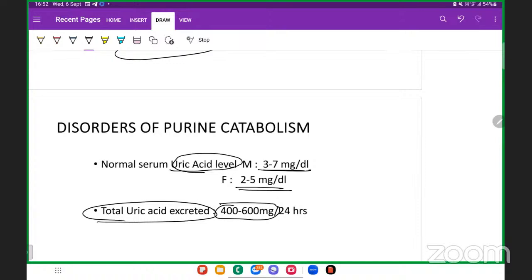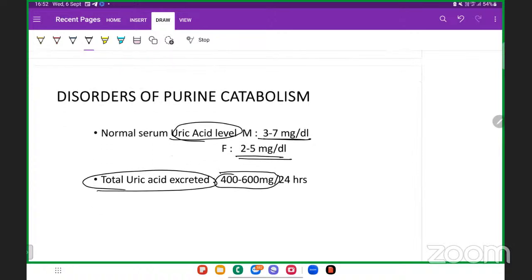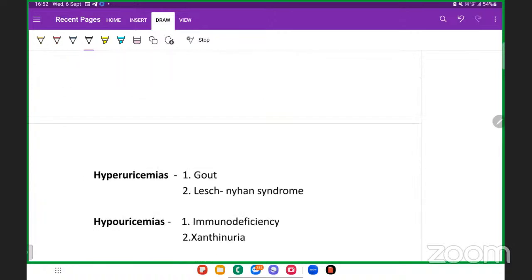I don't know how many of you have read your amino acid metabolism. In amino acid metabolism, you have your urea cycle, where you will be reading it. Here, I'm not going to discuss that in detail. Remember that 400 to 600 mg of uric acid per 24 hours is going to be excreted.